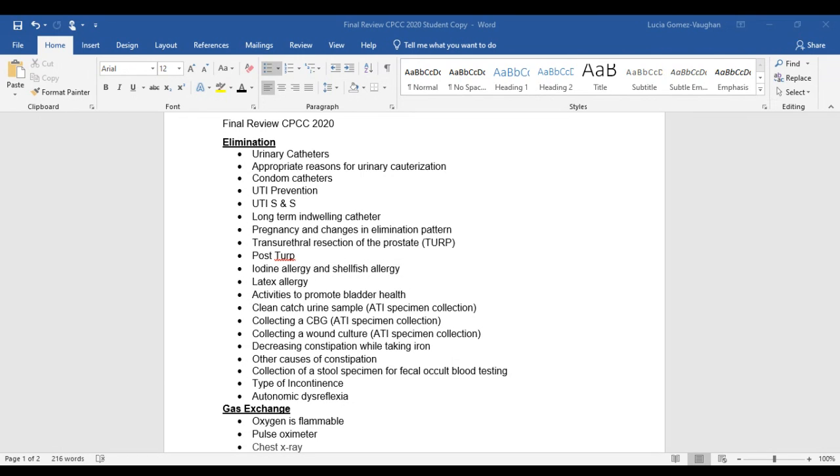Overflow, unexpected leakage of small amounts of urine because the bladder is full. Mixed, usually occurrence of stress and urge incontinence together. Transient, leakage that occurs temporarily because of a situation that will pass: infection, taking meds, colds with coffee.